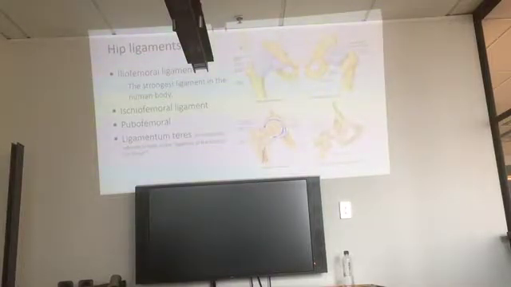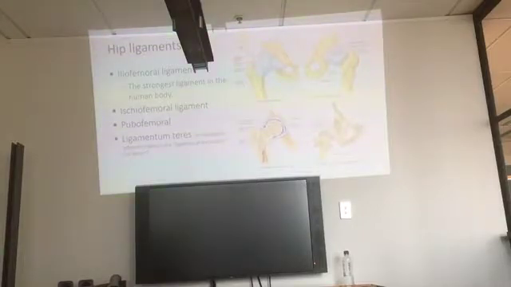Hip ligaments. How much do we need to know here? I'm constantly weighing up, guys, the importance of learning the content and what you're probably most interested in, which is just what you need to know for the exam. Ligaments, don't get too carried away. It might be useful to keep in mind that the iliofemoral ligament is the strongest ligament in the human body.